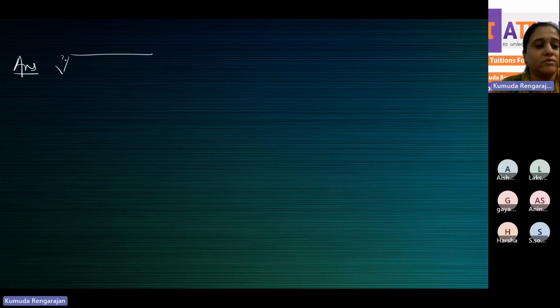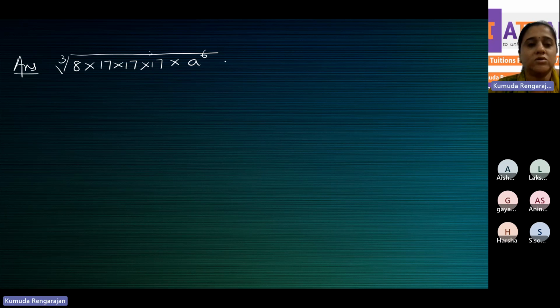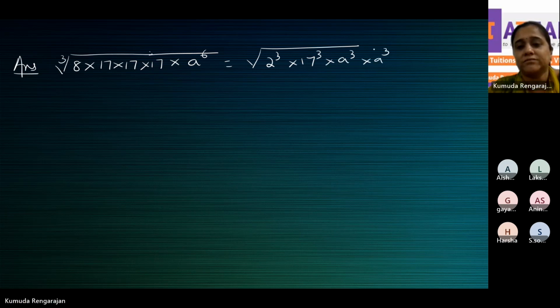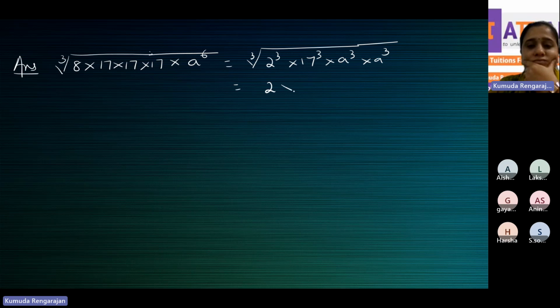So we have cube root of 8 into 17 into 17 into 17 into a raised to the power 6. So this is 2 cubed into 17 cubed into a cubed into a cubed. So from 3 twos, 1 two comes out, from 17 cubed, 17 comes out, 1 a out, another a out. So 34a squared.